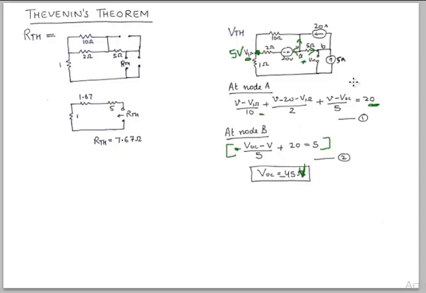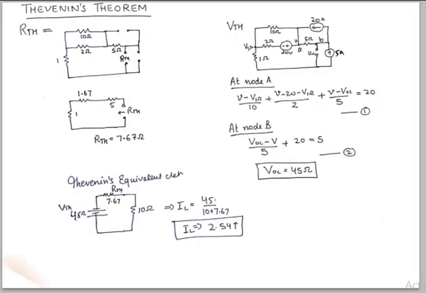equivalent to 45. Once we get VOC and RTH, we can reduce this circuit to its Thevenin's equivalent format. So VTH is 45, RTH is calculated. We connect the load back again to this circuit, and we get the load current to be equivalent to 45, which is total voltage upon the total resistance, which is 10 plus 7.67 in series, we get 2.54 amperes of current flowing, and that too in the same direction that we have found so far. So far we've been consistent in finding the answers.